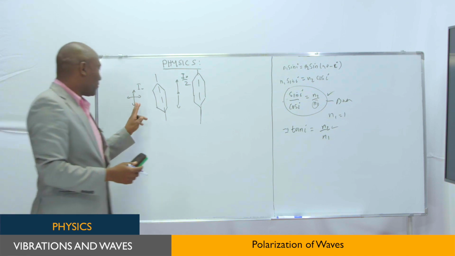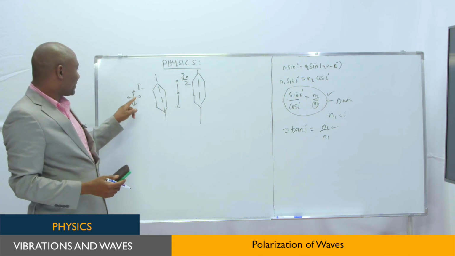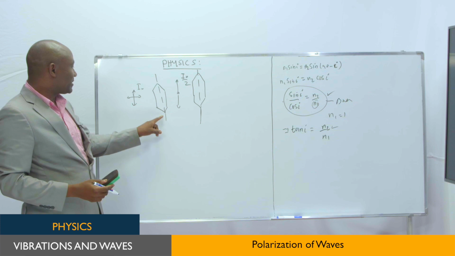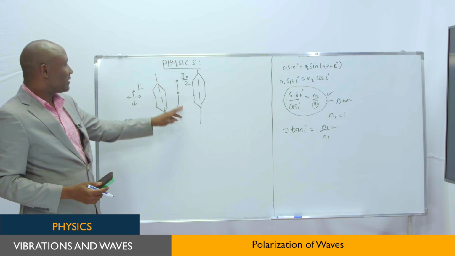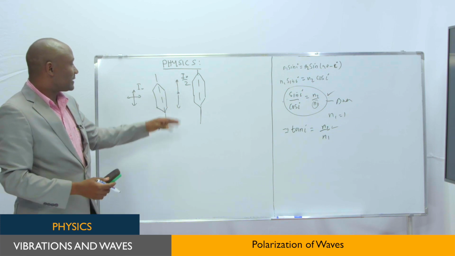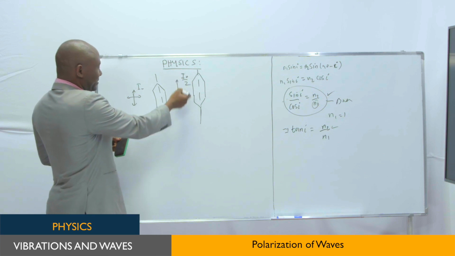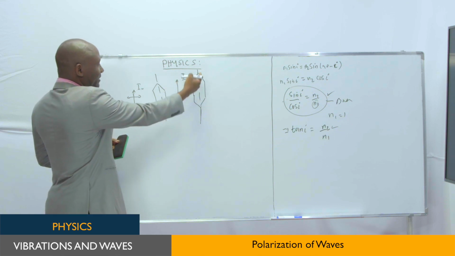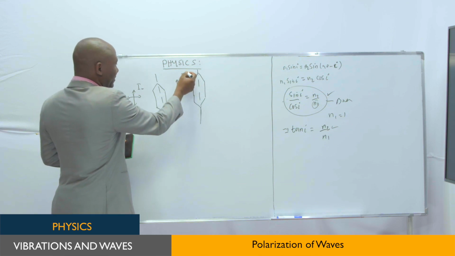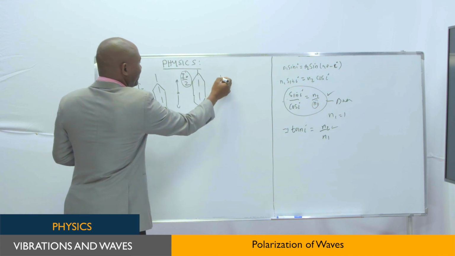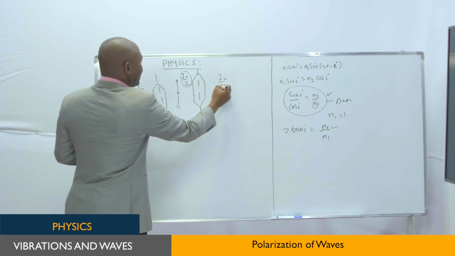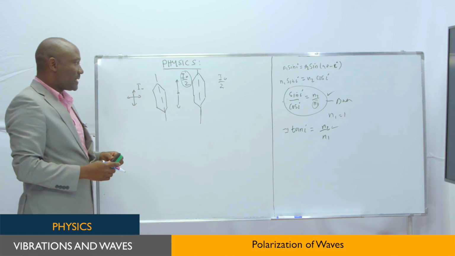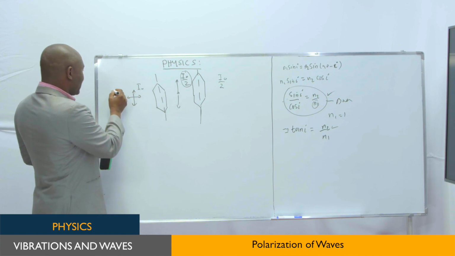We saw which component will be absorbed. The component which is perpendicular to the axis of transmission will be absorbed, so it remains with this. And since this axis is parallel to the transmission axis, this component won't be affected. It will be the same, I naught over 2. But we saw that this is case 1.